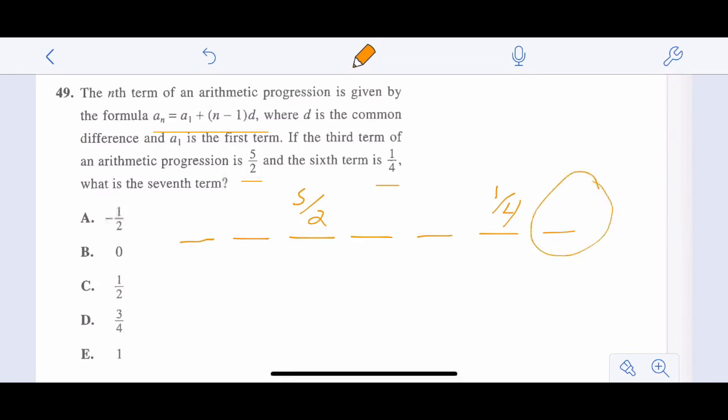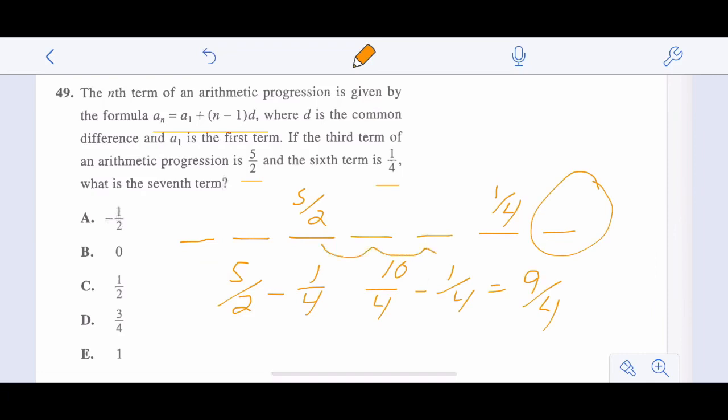So first, let's calculate the difference. 5 halves minus 1/4. So 5 over 2 minus 1 over 4. Get a common denominator. 10 over 4 minus 1 over 4. And we have the difference is 9/4. So between this point and this point, we have 9/4. So now we're going to say, well, how many jumps does it take to get there? 1, 2, 3. So now we say 9/4 divided by 3, right? So then we have multiply both sides times 3. So we have 3 over 1 to multiply 1 over 3, and we get 9/12 is the difference.